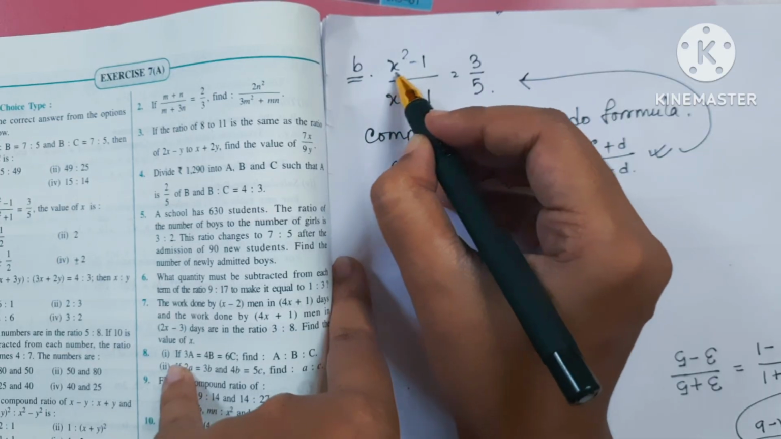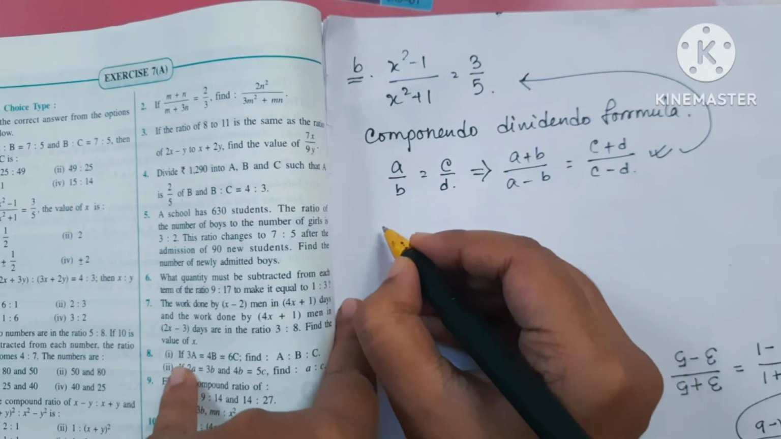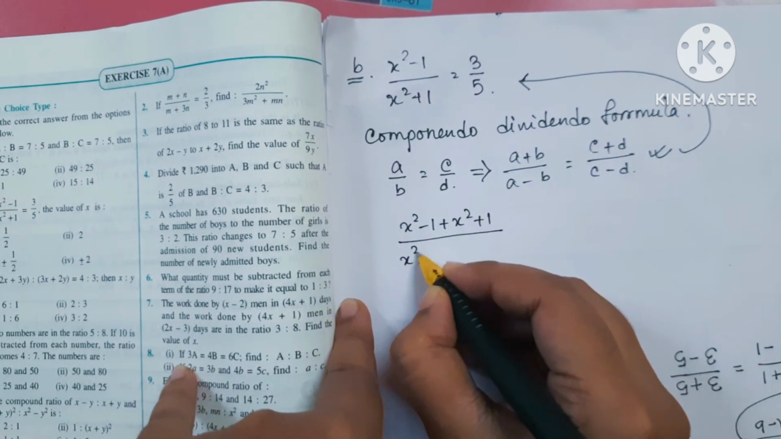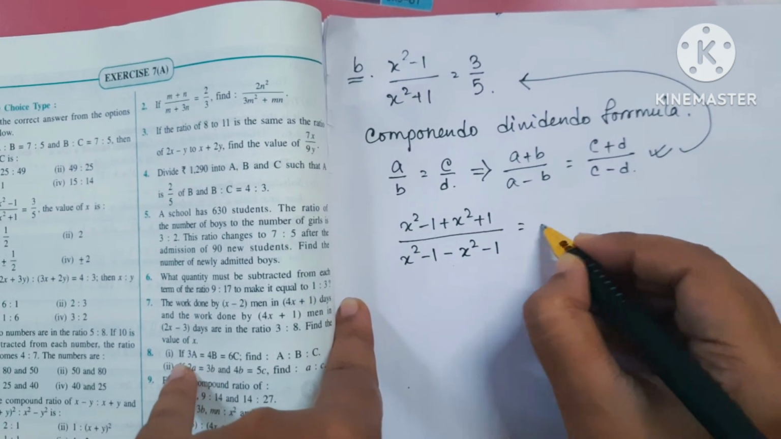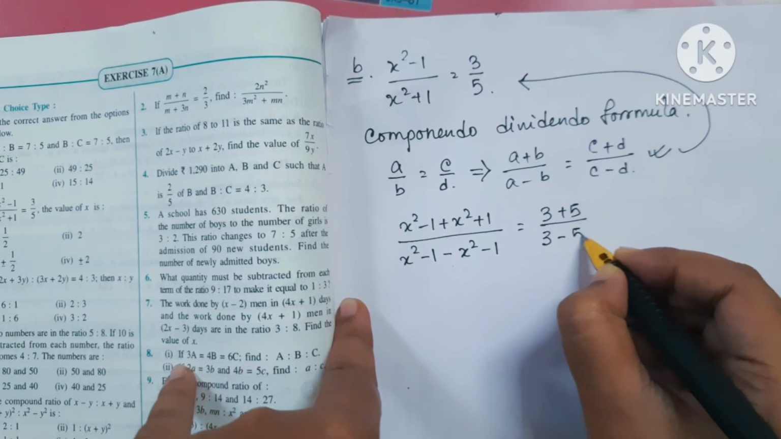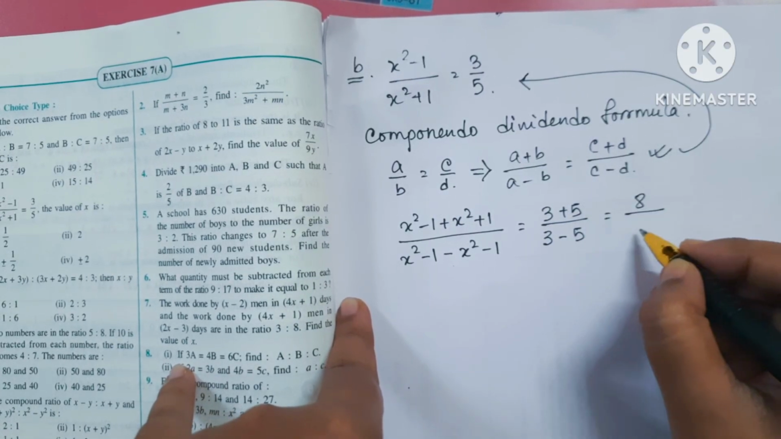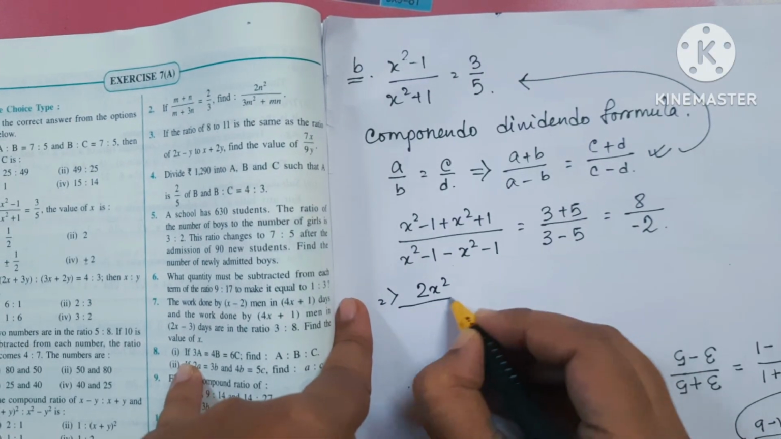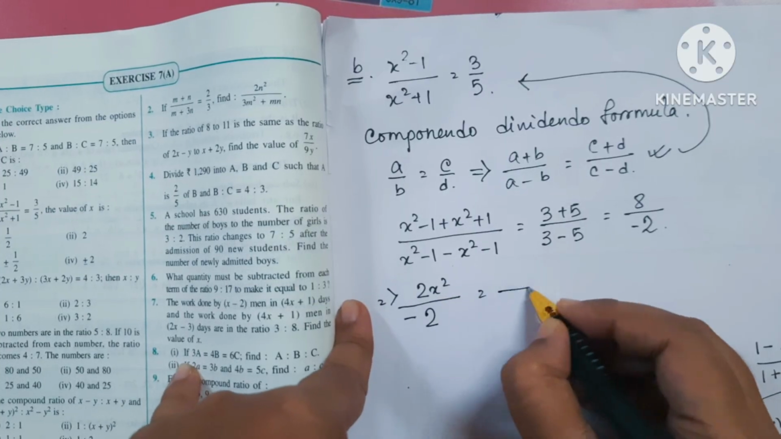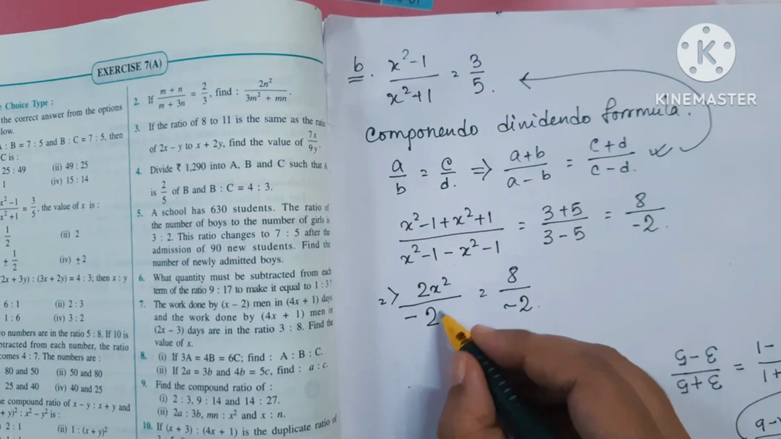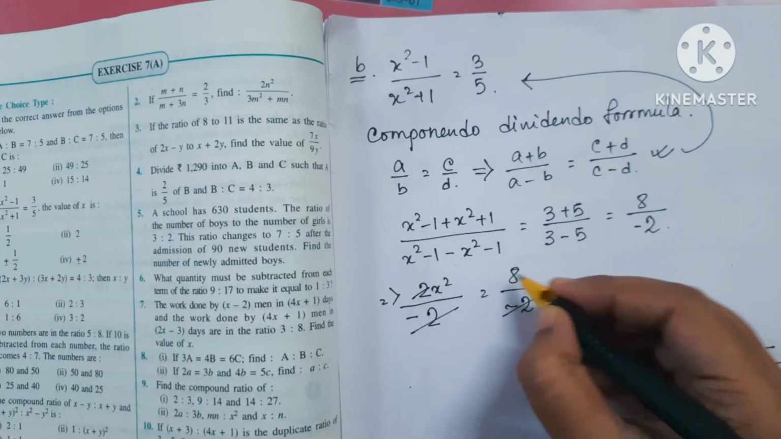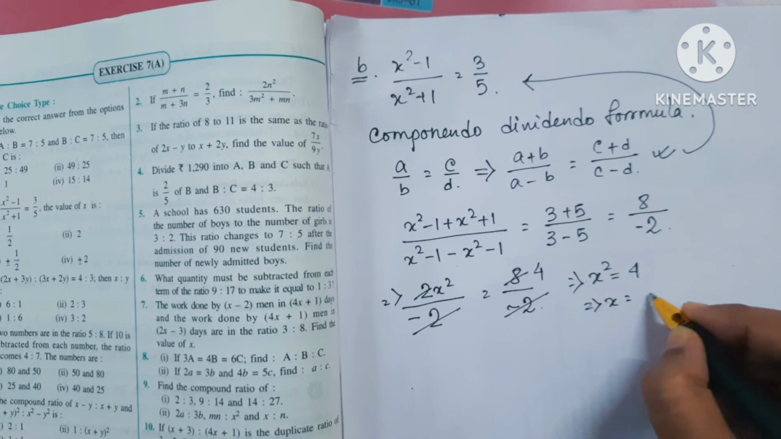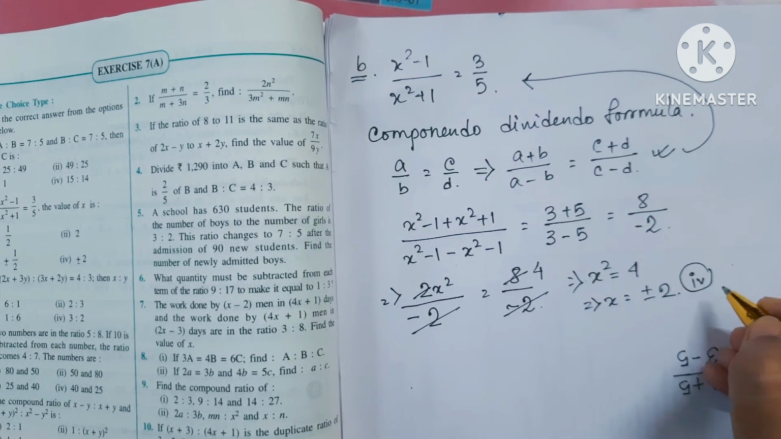Here the numerator is x square minus 1 and the denominator is x square plus 1. So if you apply this, you will get x square minus 1 plus x square plus 1 by x square minus 1 minus x square minus 1 is equal to 3 plus 5 by 3 minus 5. So it will become 8 by minus 2, and from here you will get 2x square by minus 2 equal to 8 by minus 2. So you can cancel out this minus 2 and minus 2, 2 and 4. So you will get x square equal to 4. That means x equal to plus minus 2. So option 4 is the correct answer.